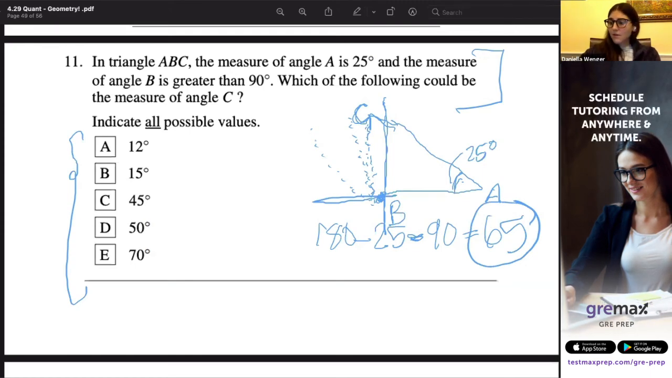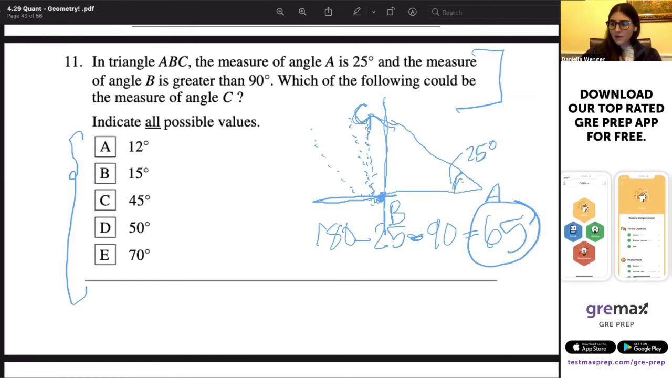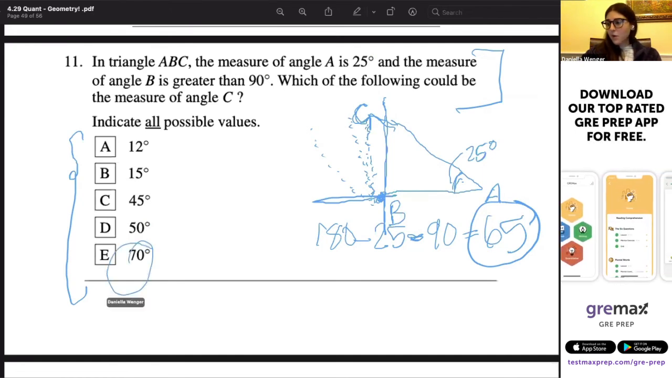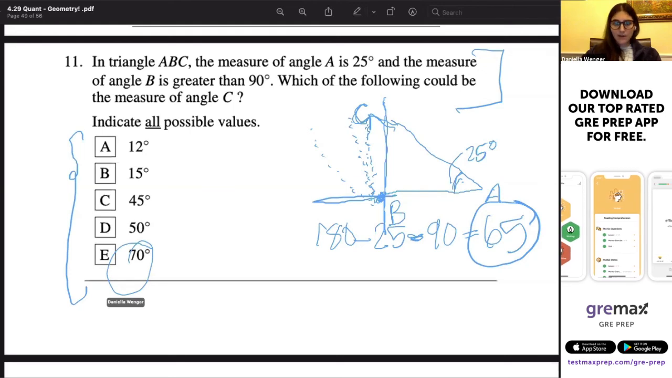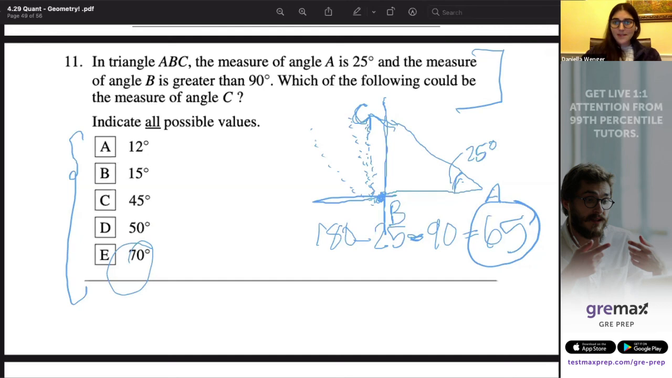And so now let's look at our answer choices. Can angle C be 70 degrees? Because if we only have 65 degrees left, then angle C can't be 70 degrees because then our triangle would equal over 180. Let's just look at this for a second.